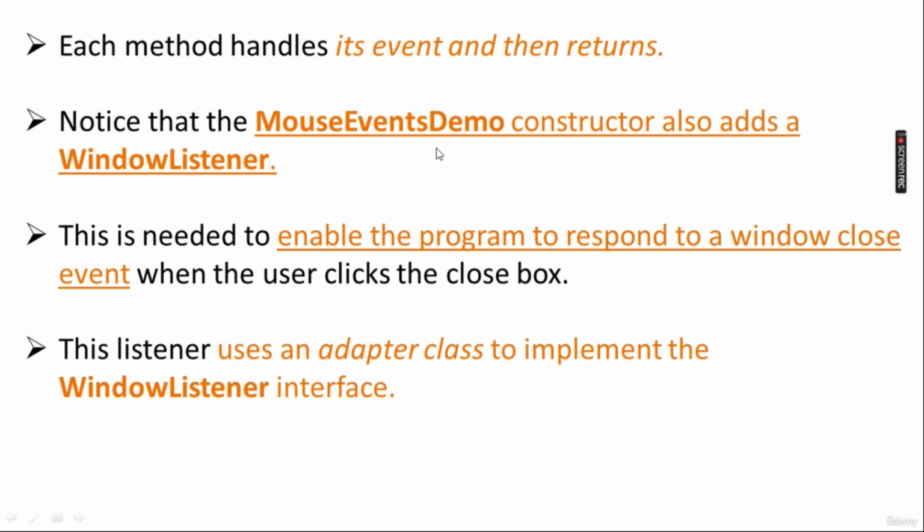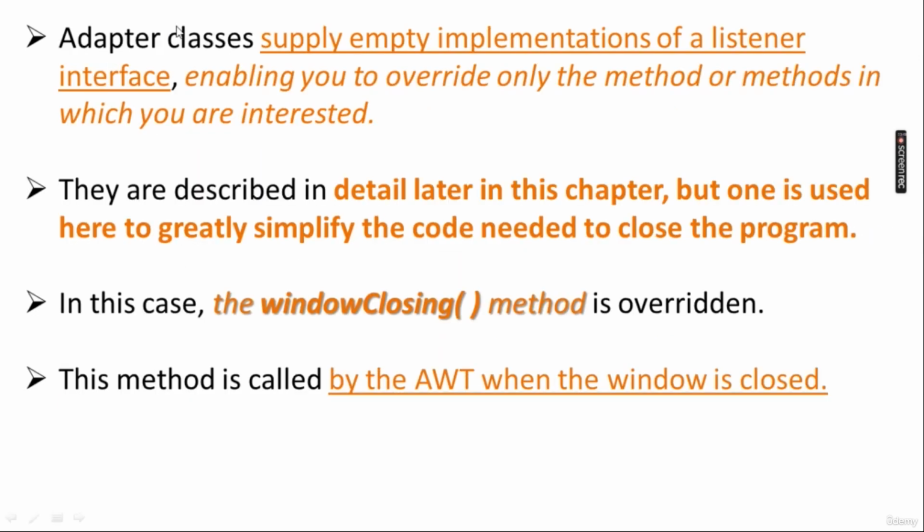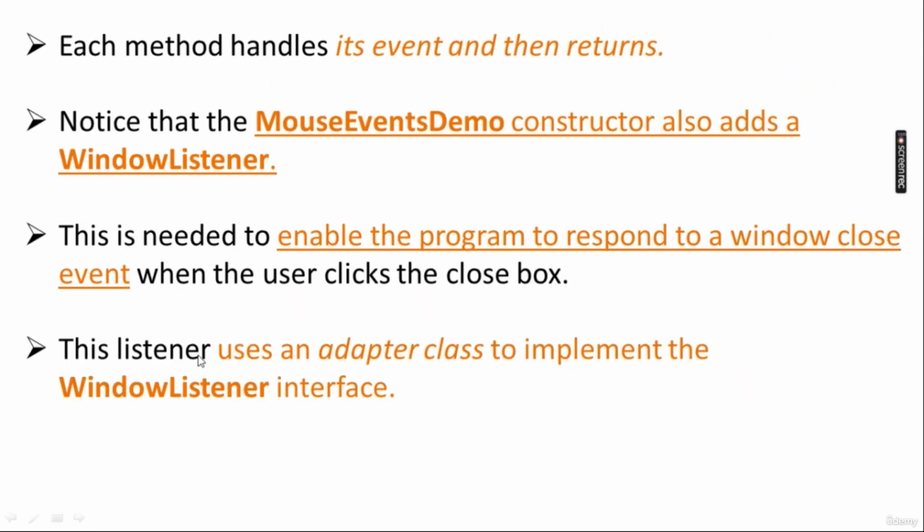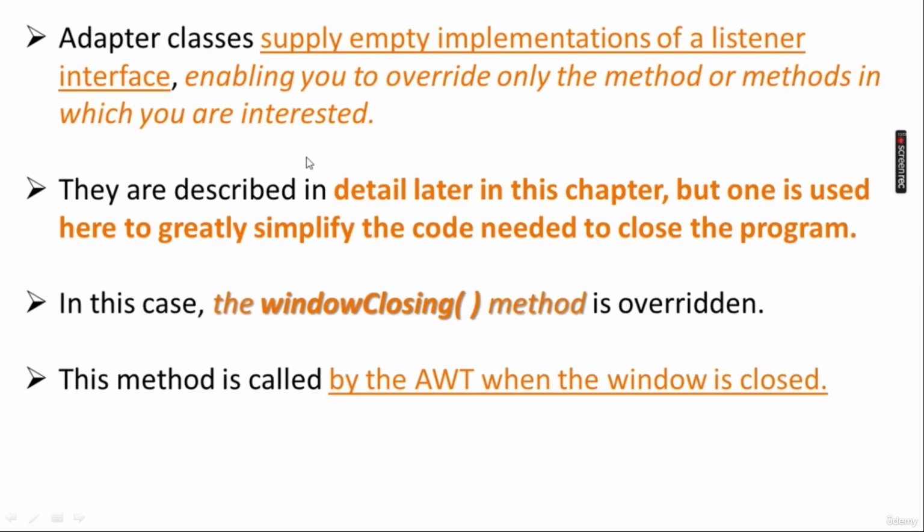So in the MouseEventsDemo constructor, also add a window listener. This enables the program to respond to the window close event when the user clicks the close box, like System.exit(0). This listener uses an adapter class to implement the WindowListener interface.